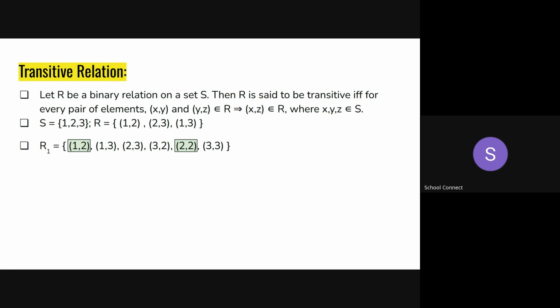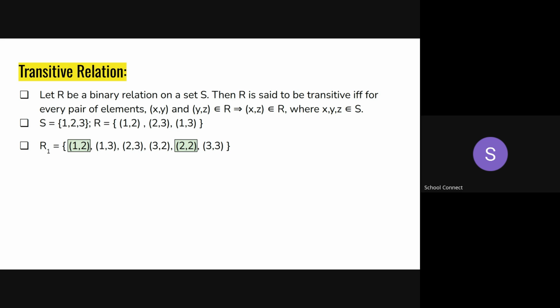You move to 1 comma 3 and treat it as x, y. Then you will see that you have to get other elements which start with 3, and you have 3 comma 2 and 3 comma 3, which form pairs. If you choose 1 comma 3 and 3 comma 2, then you need to have 1 comma 2, which is there. If you choose 1 comma 3 and 3 comma 3, you need to have 1 comma 3, which is also there. So with respect to 1 comma 3 also, this is transitive. Then move to 2 comma 3.